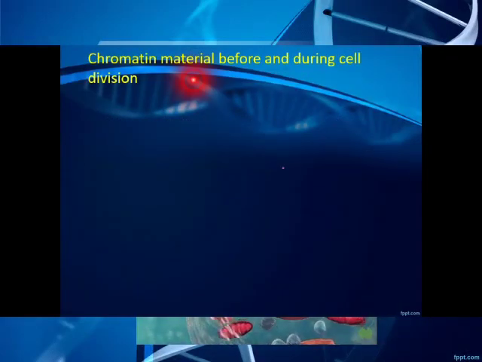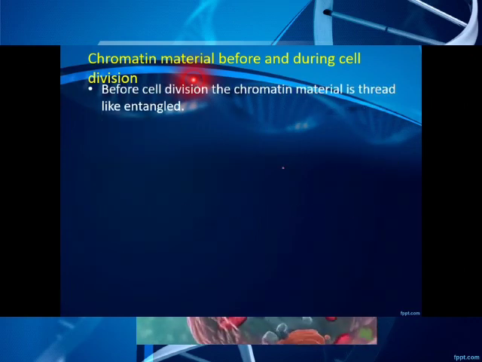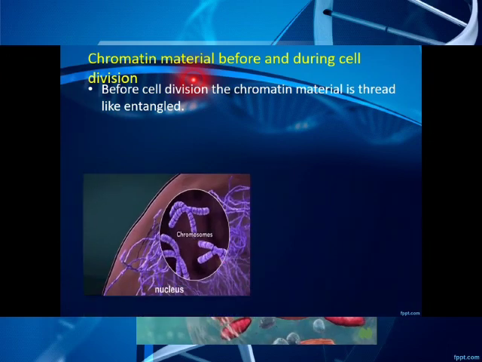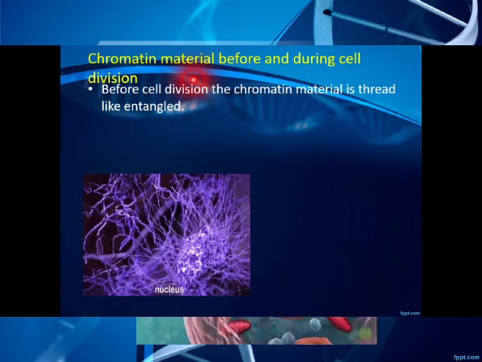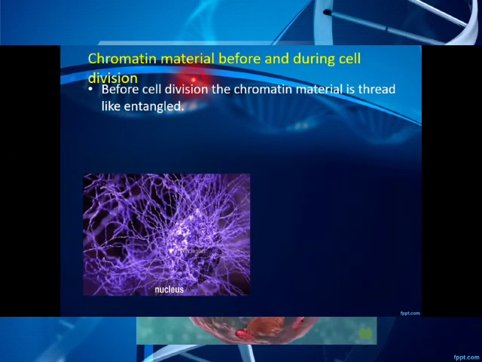Let us quickly see how the chromatin material is before the cell division and during the cell division. So before the cell division, it will be thread-like. I'll just show you. It is in the chromosome. So this is how it will be. Observe this particular diagram. It's thread-like.